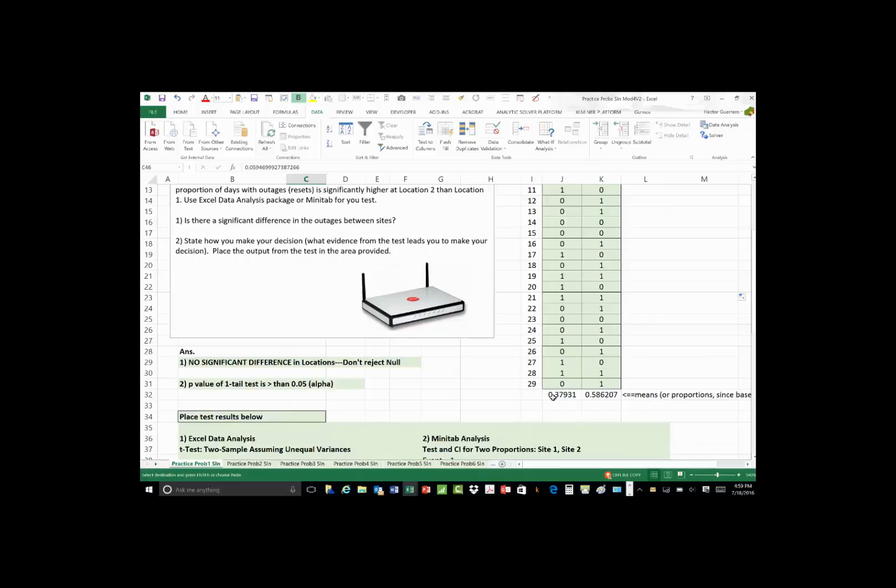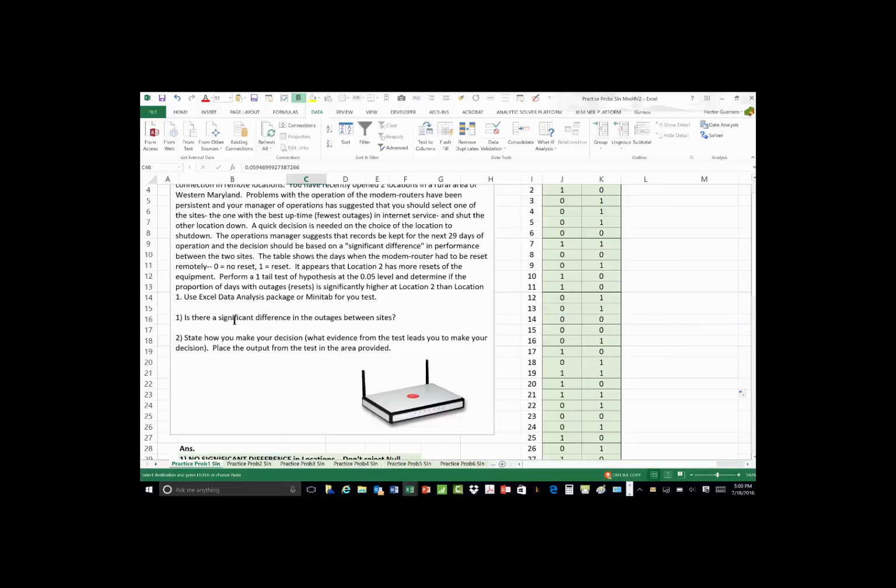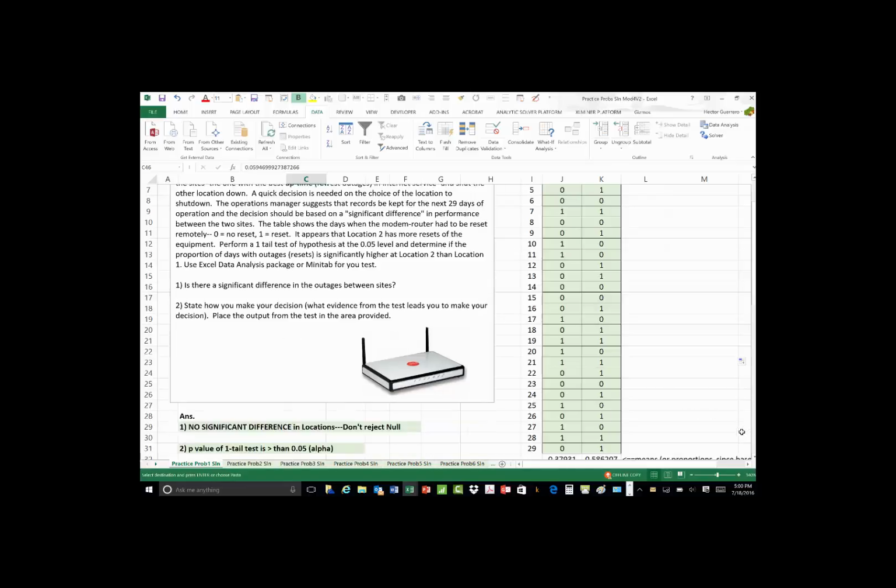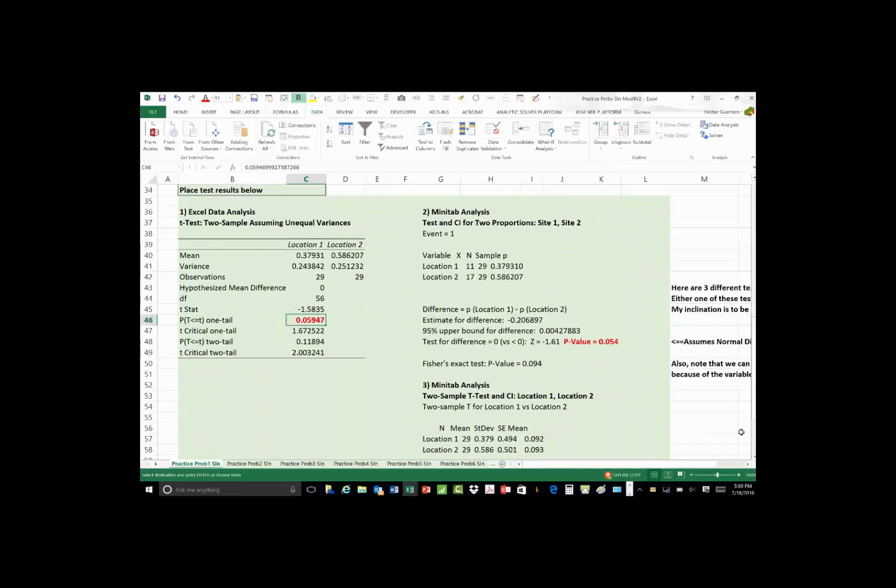So you've got two proportions or means. You could think of them as a mean, an average of this column of numbers. And one has got an outage time of about 30.9% of the time, the other one 58.6% of the time. So the question we have to ask is, is there a significant difference between those two locations from a statistical point of view? And we want to know if there is in fact a statistical difference, and then how you would make that decision. So here is the analysis that takes place.